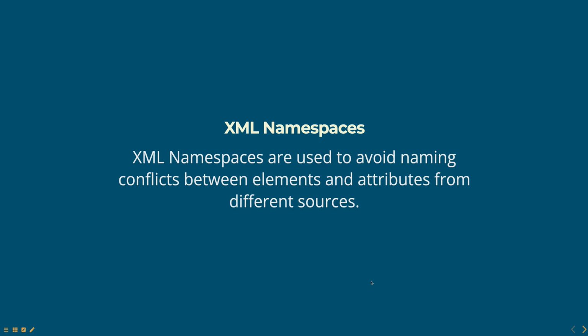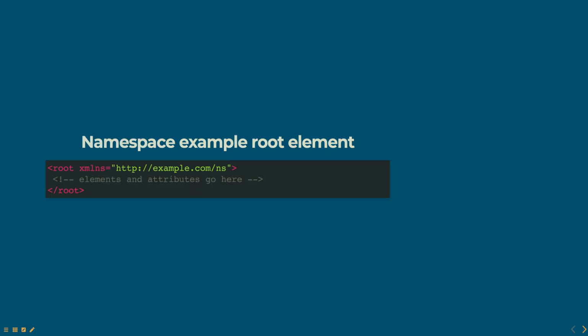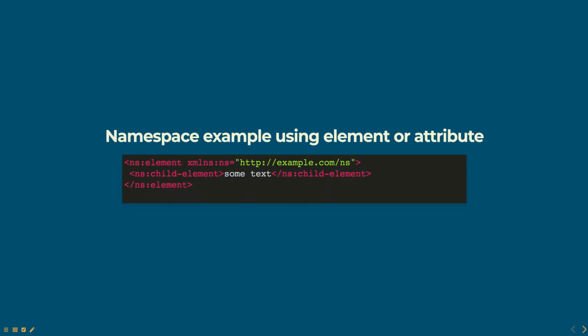Namespaces are declared in the root element of an XML document using the XMLNS attribute. And here is an example. Elements and attributes can be associated with a namespace by including the namespace prefix in the element or attribute name. And here is an example for this.